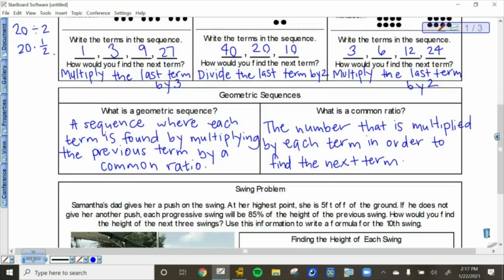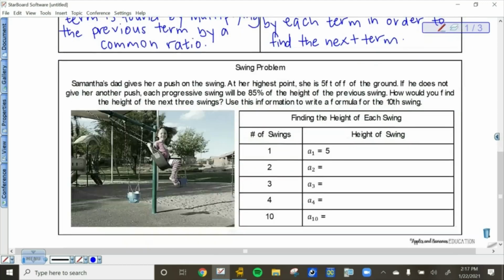So let's look at this problem at the bottom, the swing situation. Samantha's dad gives her a push on a swing, and at her highest point, she's 5 feet off the ground. If he does not give her another push, each progressive swing will be 85% of the height of the previous swing. So how would we find the height of the next 3 swings? And how would we figure out what the height would be after the 10th swing?